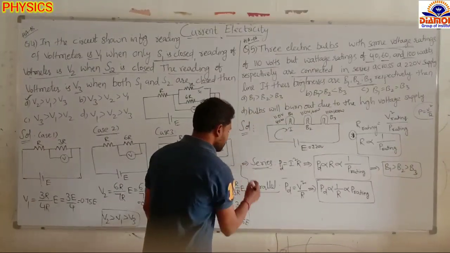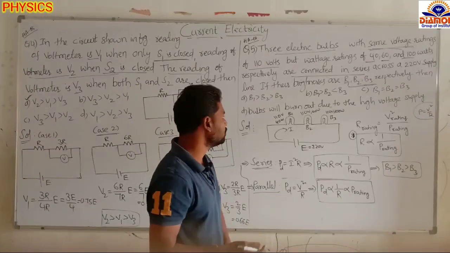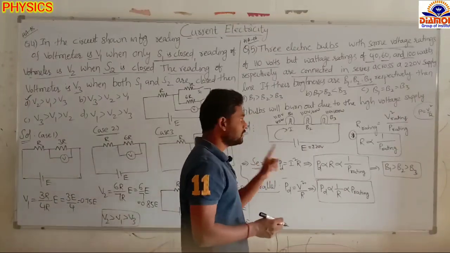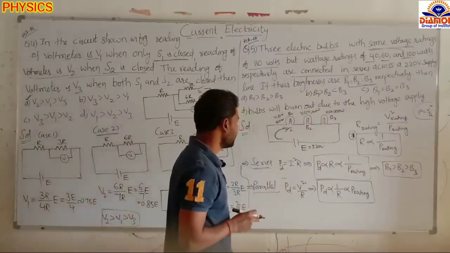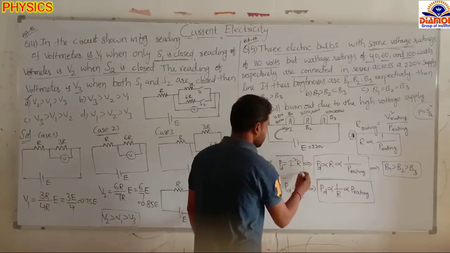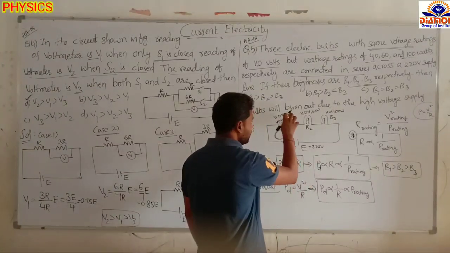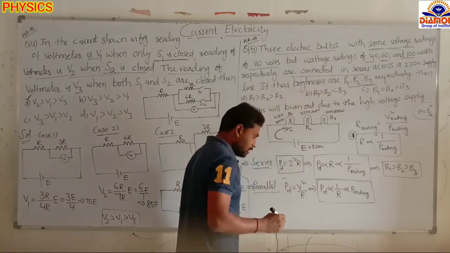Next, come to see the other. If bulbs are connected in series and if bulbs are connected in parallel, what do we have to remember? If bulbs are connected in series, the current flowing through all the bulbs is the same. So write down the power formula in terms of the current: power equals I square R. How much power is dissipated by the bulb? To find that, power dissipated equals I square into R.